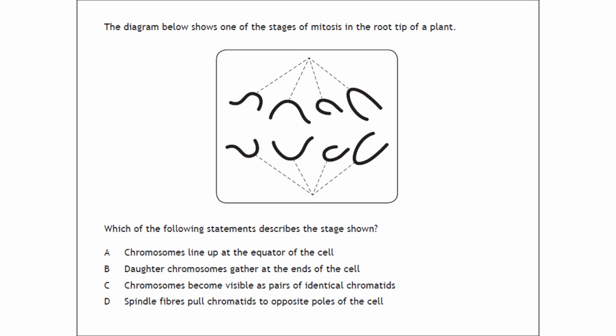The diagram below shows one of the stages of mitosis in the root tip of a plant. Which of the following statements describes the stage shown? So if we look at A, it's saying chromosomes line up along the equator. Does that look like that's what's happening? B, daughter cells gather at the ends of the cell. C, chromosomes become visible as pairs of identical chromatids. D, spindle fibers pull chromatids to opposite ends of the cell. There we go. That's what's happening. Our chromatids are being pulled apart to opposite ends of the cell.